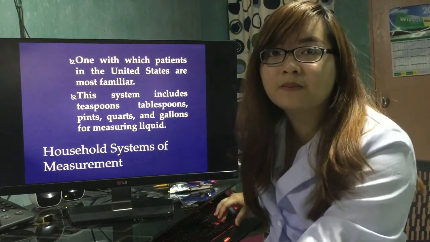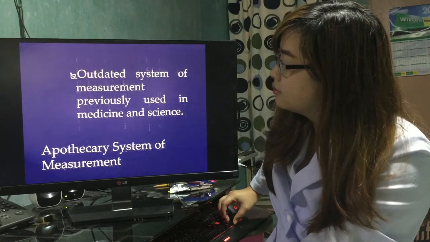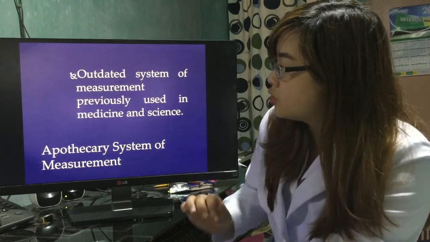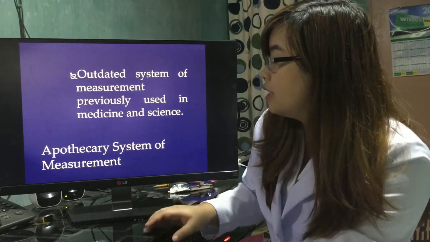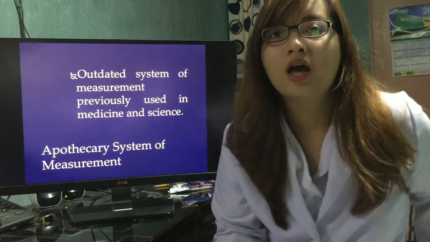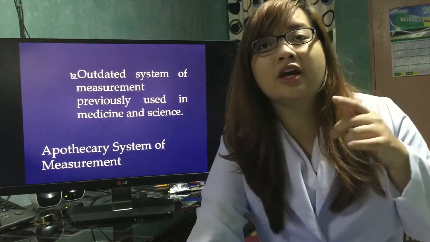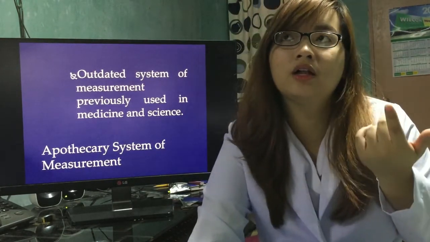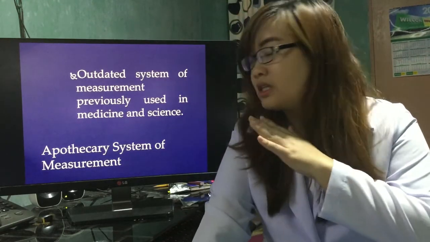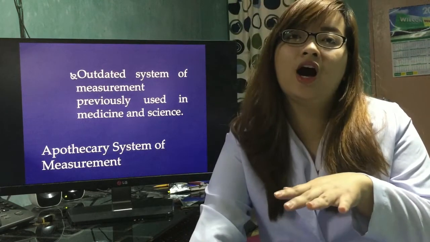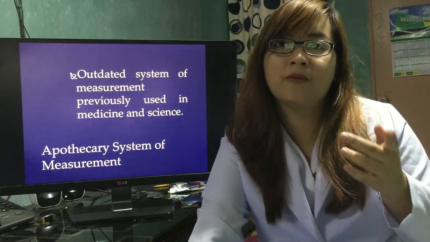Next is the apothecary system of measurement. It is an outdated system of measurement previously used in medicine and science. The pound in the apothecary system is based on 12 ounces. The system of liquid measure used by pharmacists, also called the common system, is used for prescription vials. It is derived from the British apothecary system of measures.